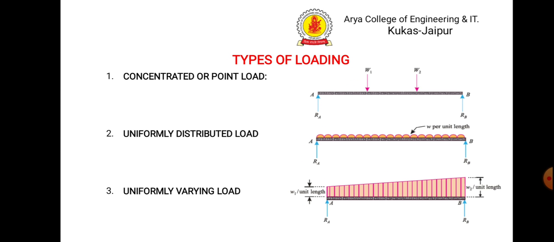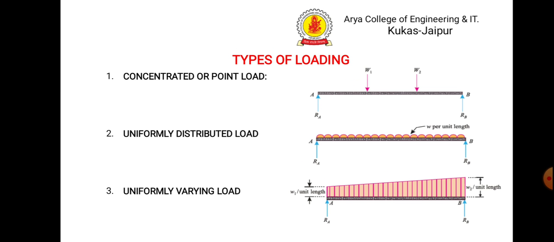Now, there are three types of loading from the subject point of view. One is the concentrated or point load, meaning the load which acts at a point. Second one is the uniformly distributed load, meaning the load is uniformly distributed over the entire length. It is represented by w per unit length, and its magnitude will be w into the length between these two. Suppose L is the length, then the magnitude will be w into L, and the point of application will be at its CG, that is at L by 2.